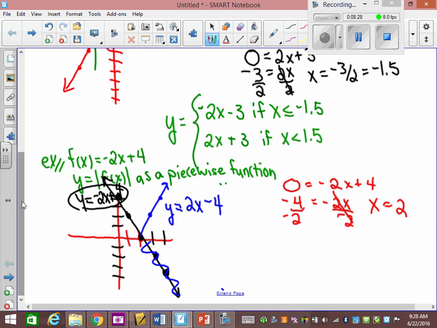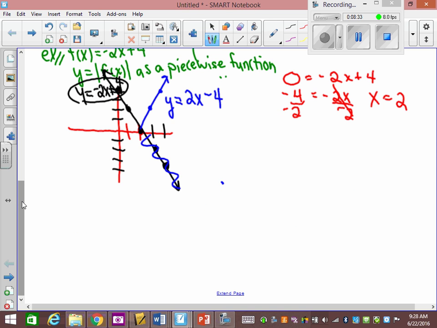So now when we write the piecewise function, oh, come on. You have to push like here in order to... Okay, I'm back, it's fine.